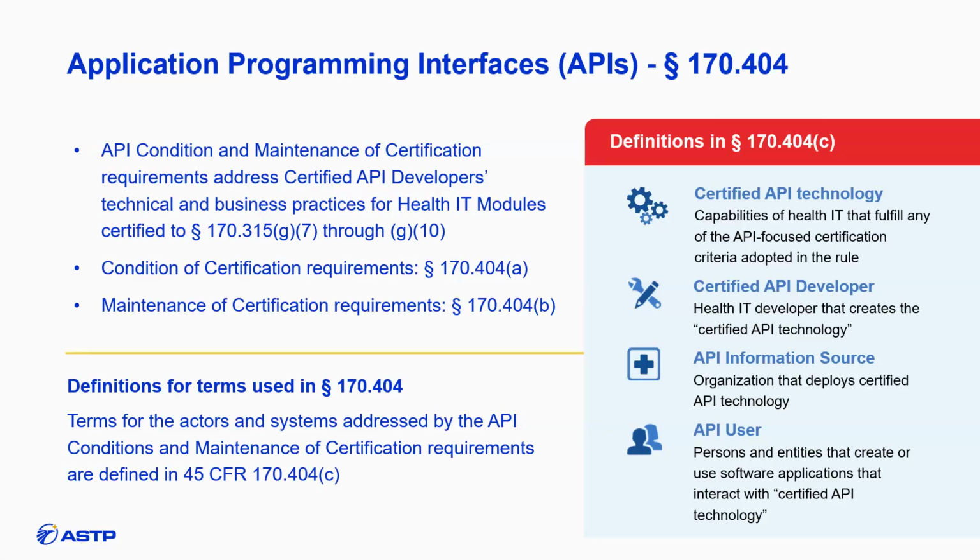API information sources are organizations that deploy the certified API technology in production. So these are healthcare organizations like ambulatory or hospital systems. And then API users are persons or entities that create or use software applications that interact with the certified API technology. Importantly here, these API users could be third-party app developers or could be patients that are using apps to, for example, access their health information. We can go to the next slide.